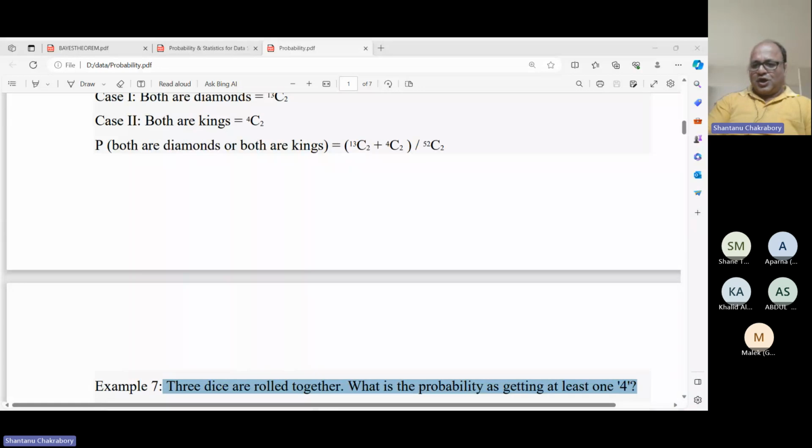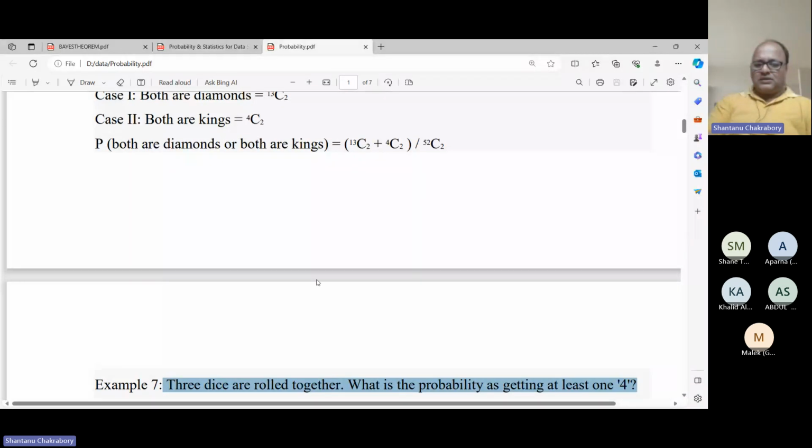So the question is on the chat box. You guys solve it and then I'll show you the solution, right? Go ahead with this one. What is the question? Instead of rolling 2 dice, how many dice are we rolling? 3 dice. So what is the probability of getting at least one 4? Can you try this one?